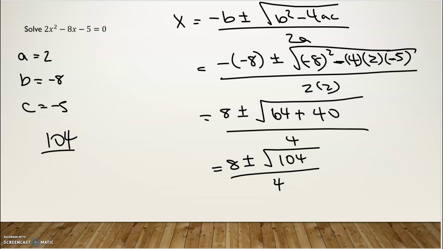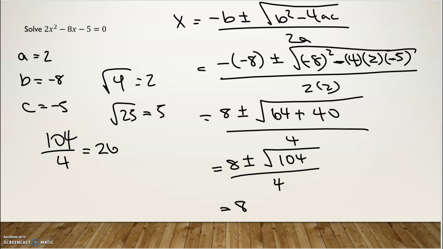Now to deal with the square root of 104, I would take 104 and divide it by perfect squares. Like we know the square root of 4 is 2. We know the square root of 25 is 5. So if I try to divide 104 by 4, what I get is 26. So you could write this as 4 times 26 all over 4.